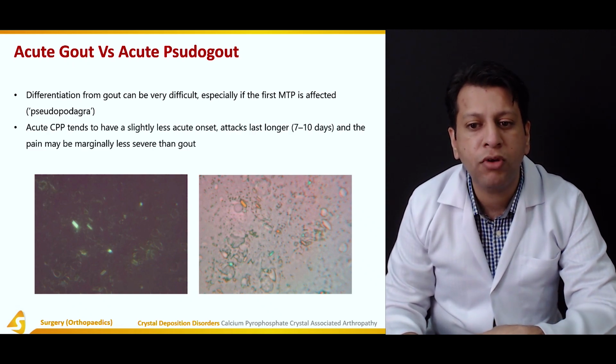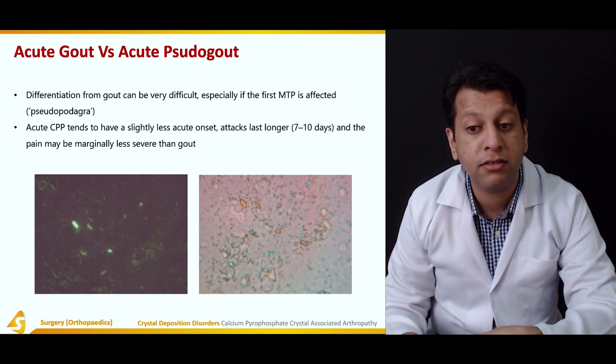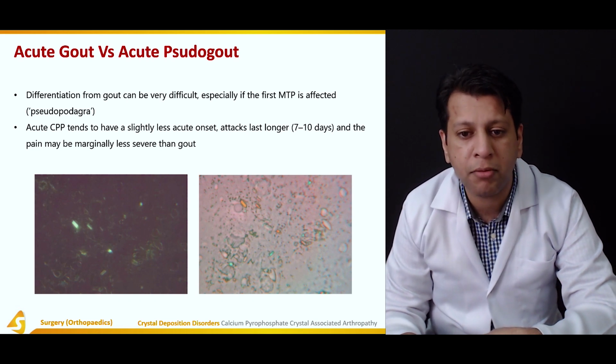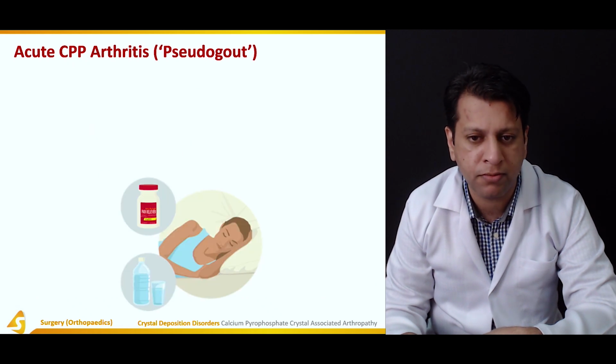Acute CPP tends to have a slightly less acute onset, attacks last longer than 7 to 10 days, and pain may be marginally less severe than gout.